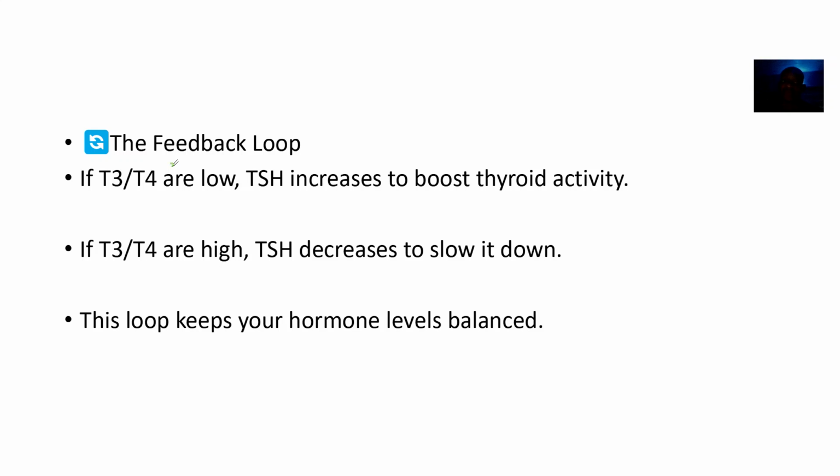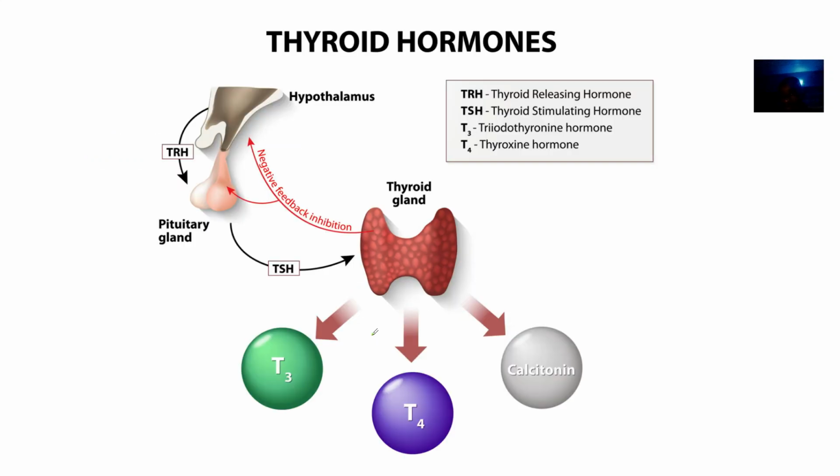So the feedback loop: if T3 and T4 are low, thyroid stimulating hormone increases. Do you understand? So the thyroid gland will make more hormones. If T3 and T4 are high, it will decrease, so that the production of those other hormones will calm down. So the loops keep your hormone levels balanced.